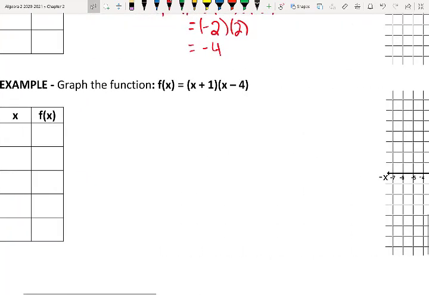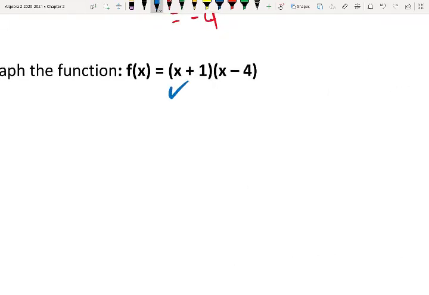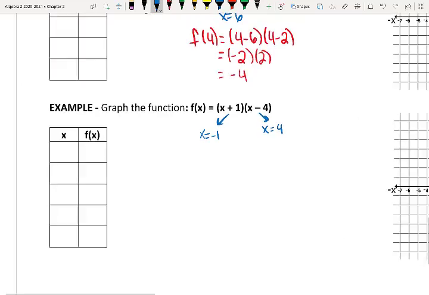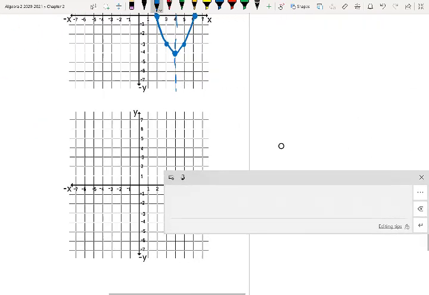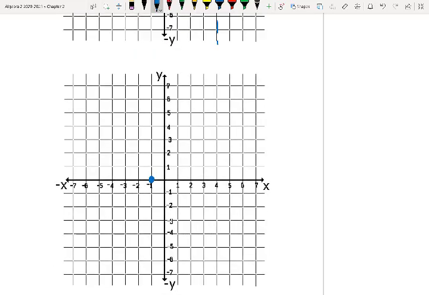For this one, our equation is a little more complicated. You'll see why it's more complicated. So here, again, I'm going to just jump right to solving it for my two x-intercepts. In this case, I get -1 and positive 4 are my two x-intercepts. I just set each of those equal to 0. So -1 and +4 are my two x-intercepts.